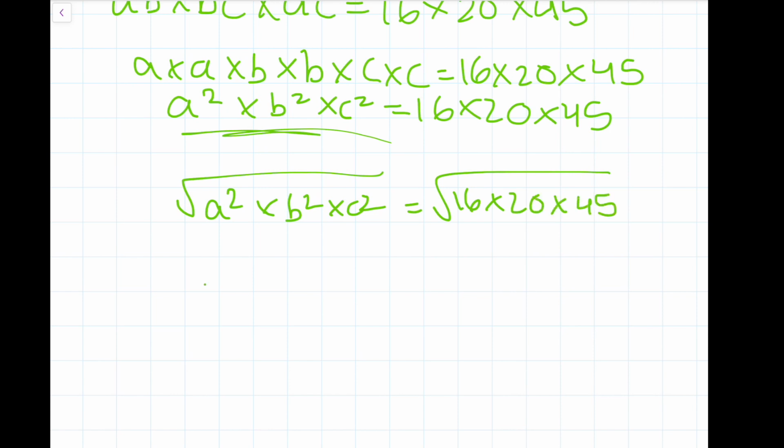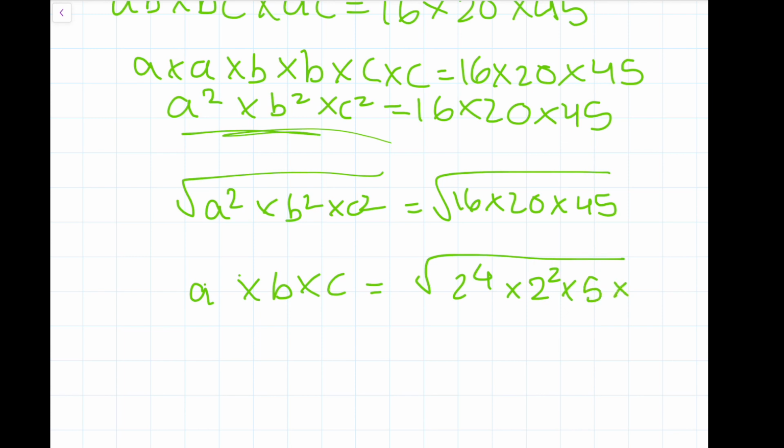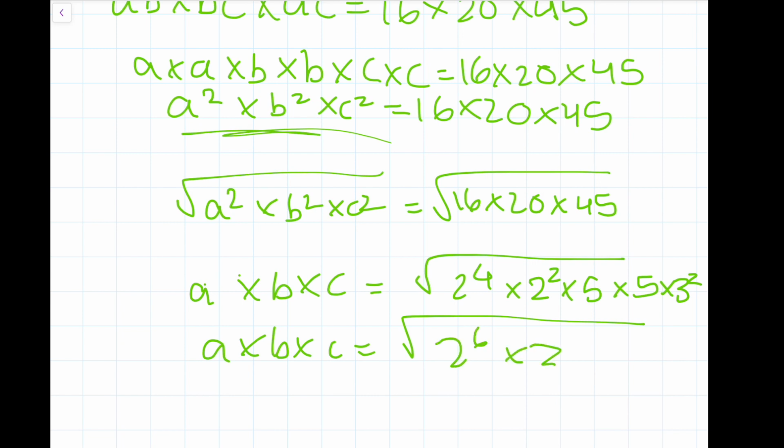So here we can simplify as A times B times C equals, we can just prime factorize this into 16 is 2 to the 4th, 20 is 2 to the 2nd times 5, and then 45 is 5 times 3 to the 2nd. Simplify this, we get 2 to the 6 times 3 squared times 5 squared.